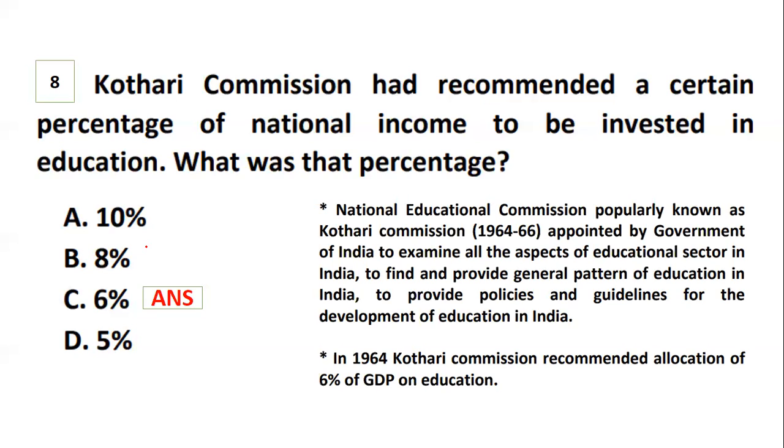Okay, so the National Education Commission, popularly known as the Kothari Commission, from the year 1964 to 66, was appointed by the Government of India to examine all aspects of the educational sector in India and to provide a general pattern of education. It also provided guidelines and policies for the development of Indian education. This committee recommended 6% of gross domestic product on education. So the right percentage is 6%.